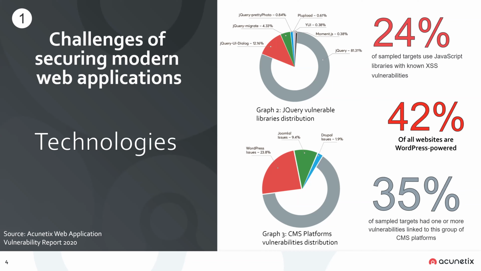We found in our analysis that 35% of sample targets had one or more vulnerabilities linked to this group of CMS platforms. The impact of these vulnerabilities can vary depending on the type of vulnerability found. This may range from cross-site scripting through to SQL injections and even high direct impact vulnerabilities that could lead to devastating information loss.